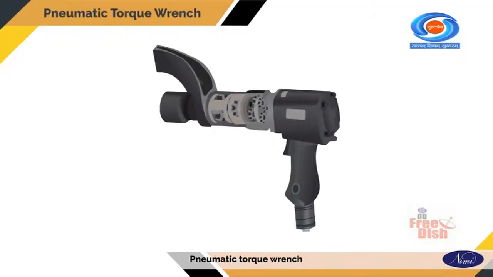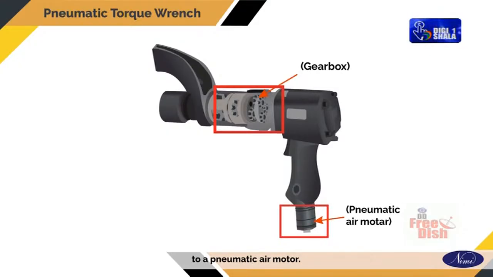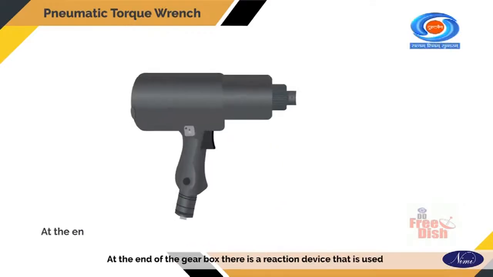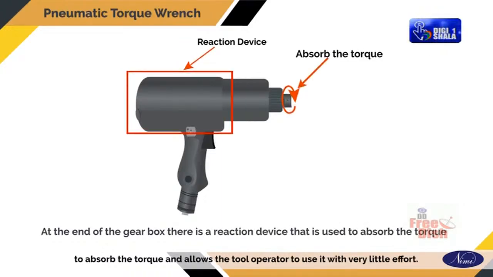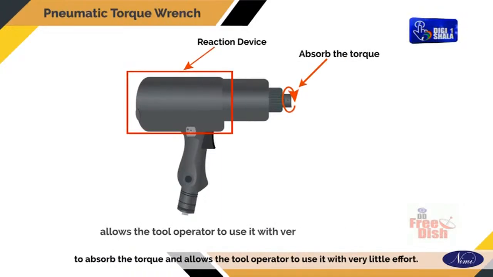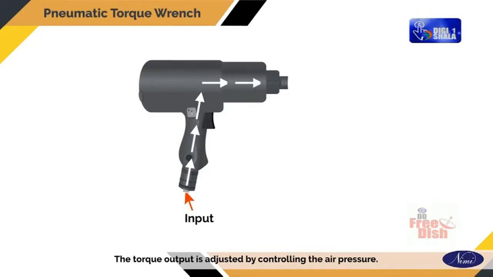Pneumatic torque wrench. A pneumatic torque wrench is a primary torque multiplier or gearbox that is mated to a pneumatic air motor. At the end of the gearbox, there is a reaction device that is used to absorb the torque and allows the tool operator to use it with very little effort. The torque output is adjusted by controlling the air pressure.